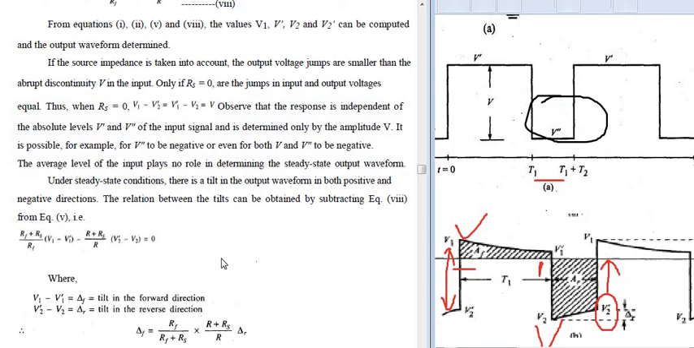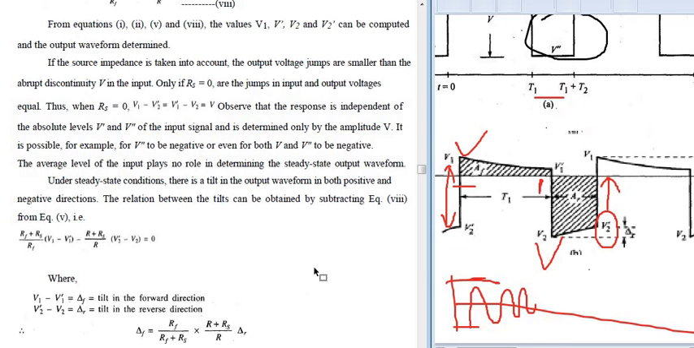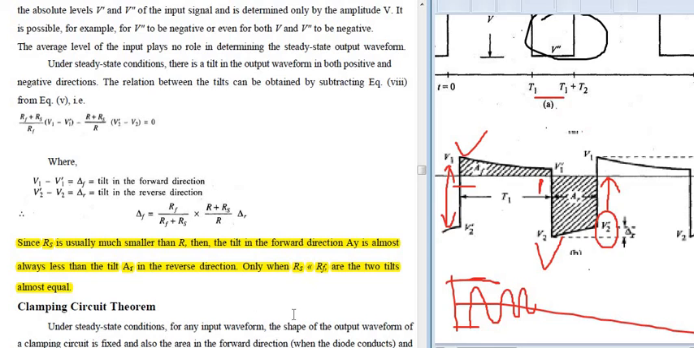Here we have found the values of V2 and V2 dash. What is the value of V2? V2 equals (Rf plus Rs) divided by Rf into (V1 minus V dash), and the V2 dash value was (R plus Rs) divided by R into (V2 dash minus V2), that is equal to 0. For this we can say that since the Rs value is usually smaller than your total resistance, the tilt in the forward direction will be almost the same as the tilt in the reverse biased direction. So Rs should be less than Rf, and both the tilts will be almost equal.